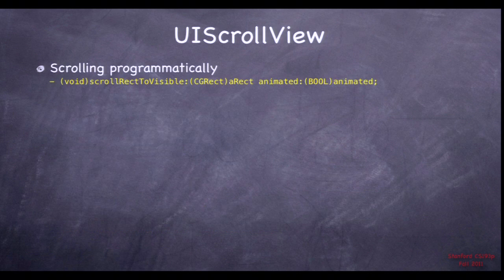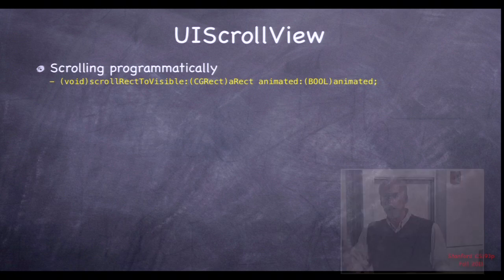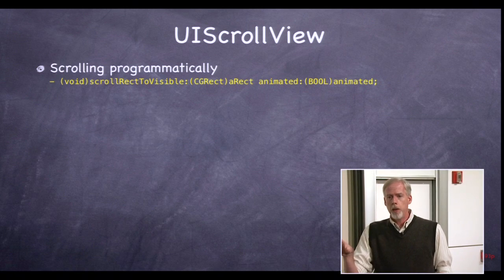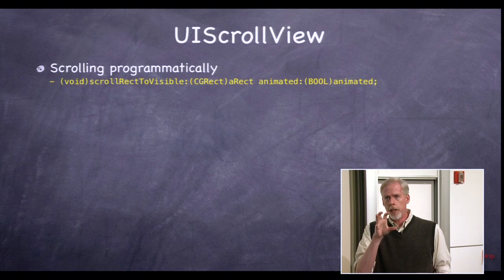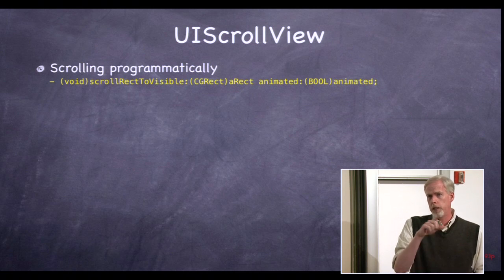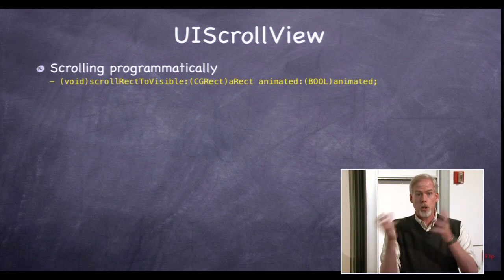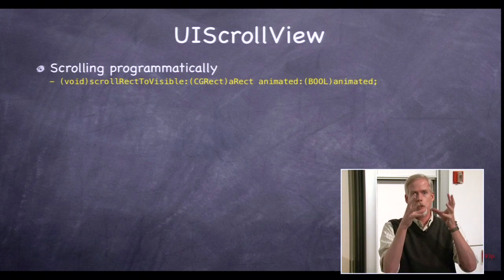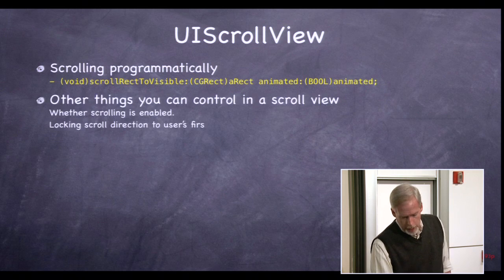Okay, you can scroll programmatically by doing scrollRectToVisible. So here you're specifying a rectangle in the content area's coordinate system, and it will make that visible. It'll do the minimum amount of scrolling necessary to make it visible. Mostly the user is scrolling by touches, right? They're doing panning, but you can do it programmatically too if you want to, for some reason, show them something, start off scrolled to a certain spot.